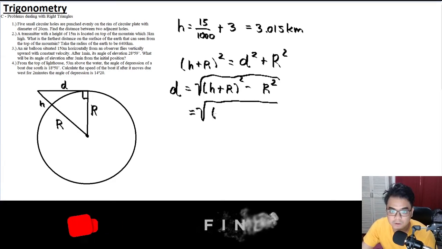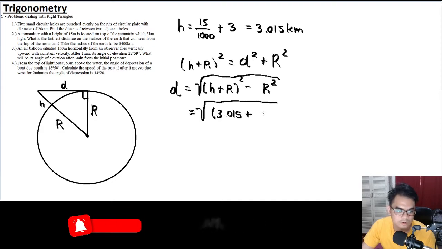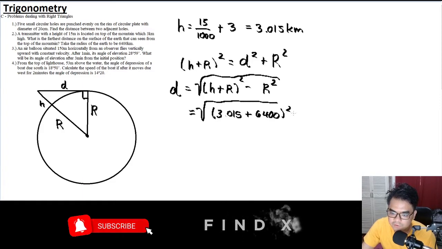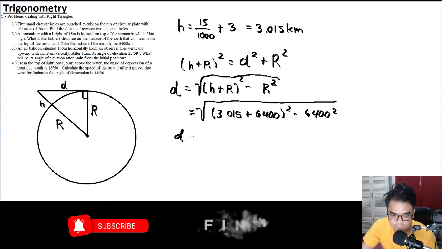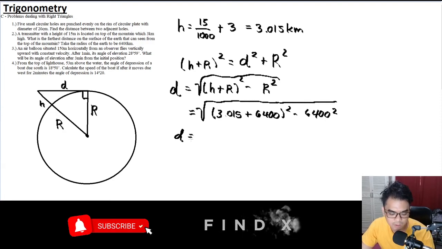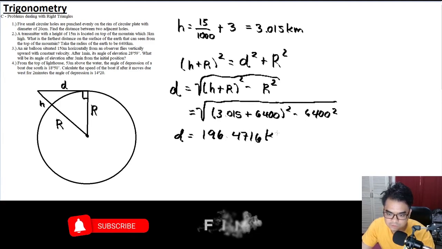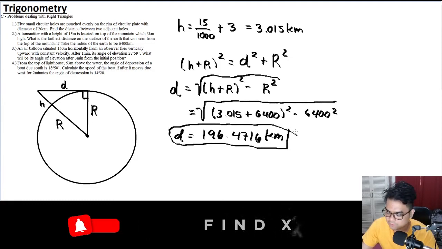So just substitute all the values that we have. We will have here 3.015 plus your r. What's your r? Oh, r is 6,400 given. That's the radius of the earth. 6,400 squared minus 6,400 squared. So this will be the farthest distance that you can see from the top of the mountain. So d must be equal to, I think I already got an answer here, 196.4716 kilometers. So this will be your answer.